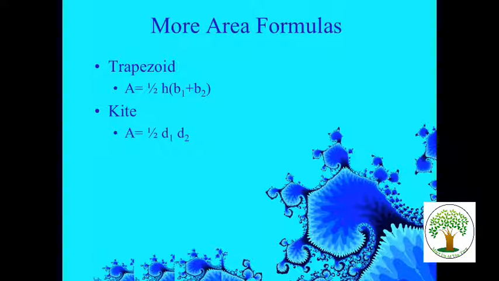The next one is a kite. 1/2 d1 times d2. D stands for diagonal. It's one of the diagonals multiplied by the second diagonal. The cool thing is a rhombus has some similarities to the kite. It has the same formula. 1/2 one of the diagonals times the other diagonal. I want you to know something. A square is a rhombus, a rectangle, and a parallelogram. So you can use the formula for the rectangle; parallelogram is the same one anyway.